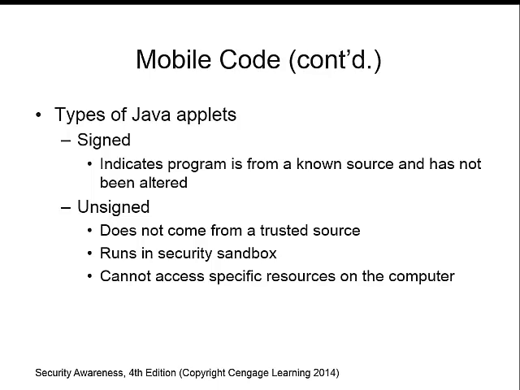The different types of Java applets: you have your signed, and this indicates a program is from a known source and has not been altered. Your unsigned does not come from a trusted source. It runs in a security sandbox. It's kind of out there playing nicely together, and it cannot access specific resources on the computer.